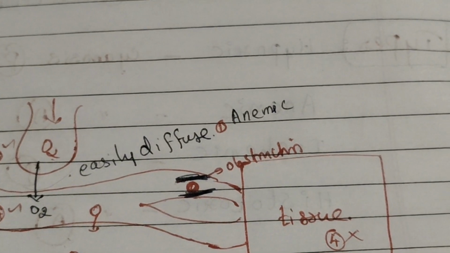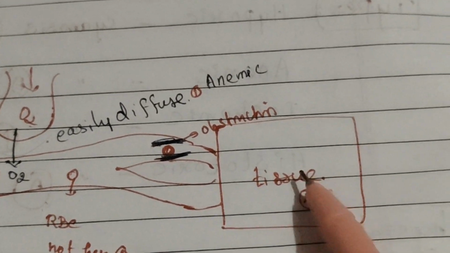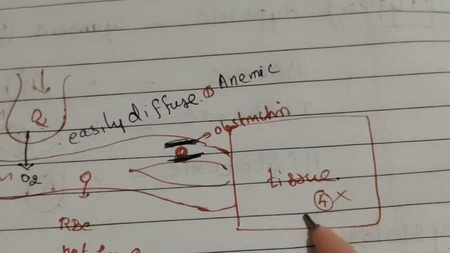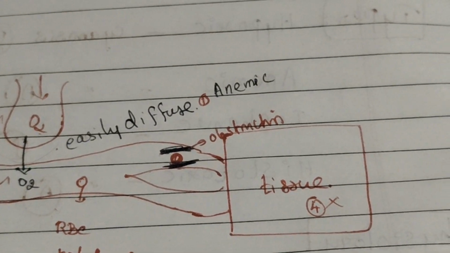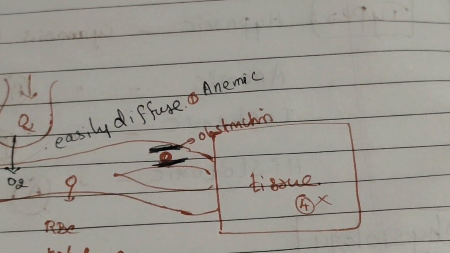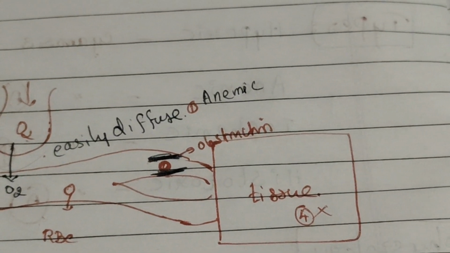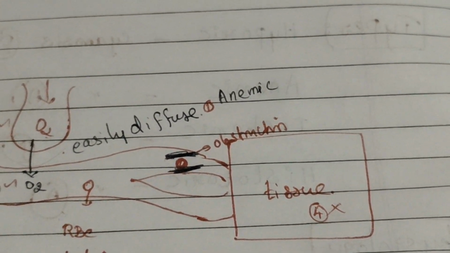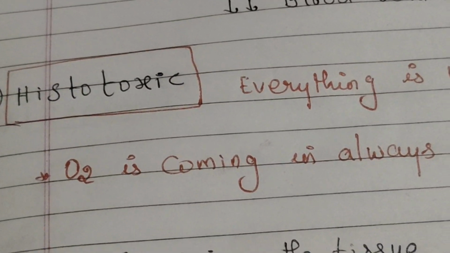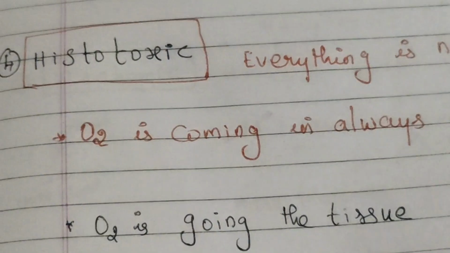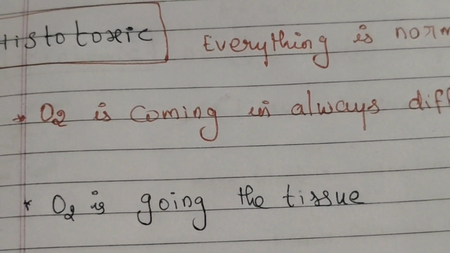But the problem here lies in the tissue. The tissue will not be able to utilize that oxygen, and it can be because of cyanide poisoning. So the fourth condition, histotoxic, everything is normal.